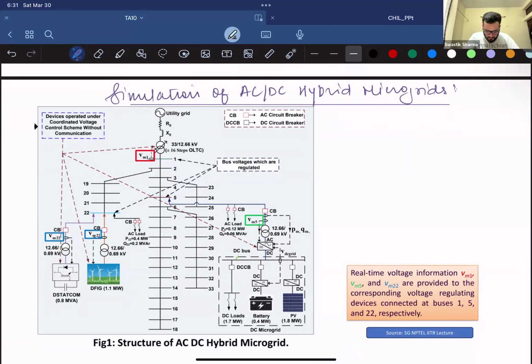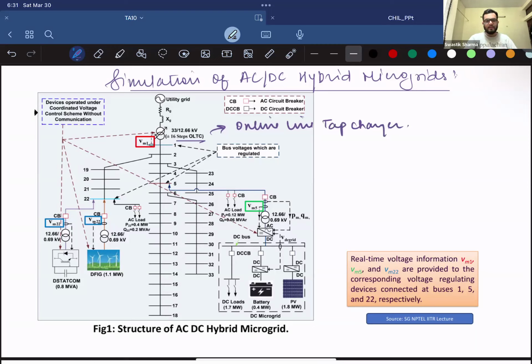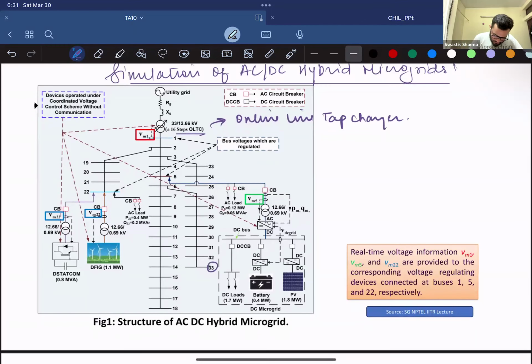So what you have here is your AC bus connected to one bus, which has 16 steps of OLTC, and OLTC is the online tap changer. It's a voltage regulating device, used when you want to regulate voltages, and it's connected between the utility grid and your distribution system, which is a 33 bus distribution system. I should say IEEE 33 bus.